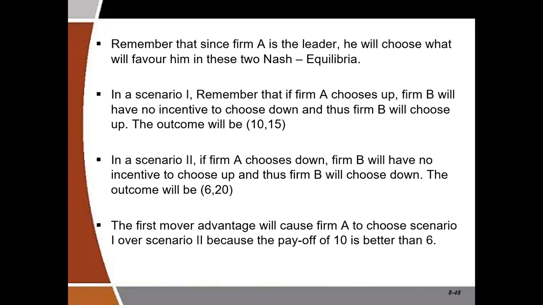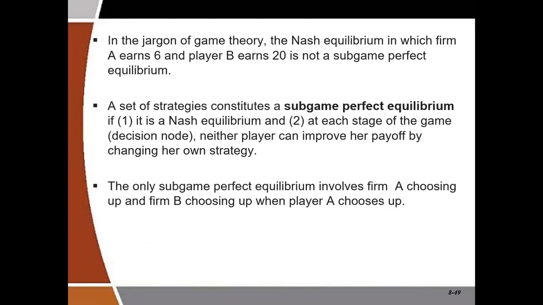Now, given this, because A has the first mover advantage, A will go for the first scenario because for him, 10 is better than 6. All right. So the best out of the 2 Nash equilibria is to play up, up. And that is called the subgame perfect equilibrium. That's the best out of the 2 Nash equilibria.